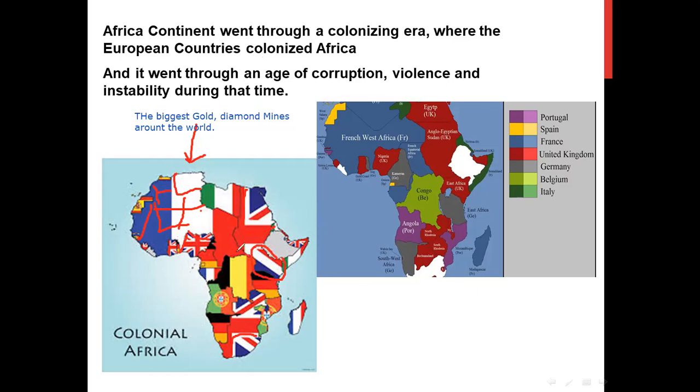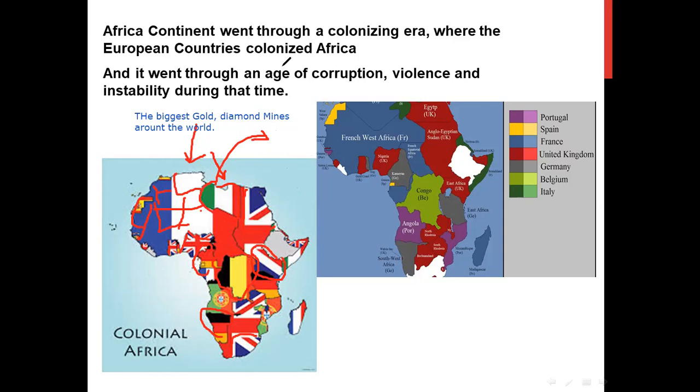Also, we have Belgium. Belgium came to take a little part of that cake. Why? Because it's a wealthy continent. Come on, we want to have some. Also, Spain right here. We have Italy. Italy came to Libya, and Libya has the biggest gold mines around the world. Italy came here and took the gold and went back to their country.